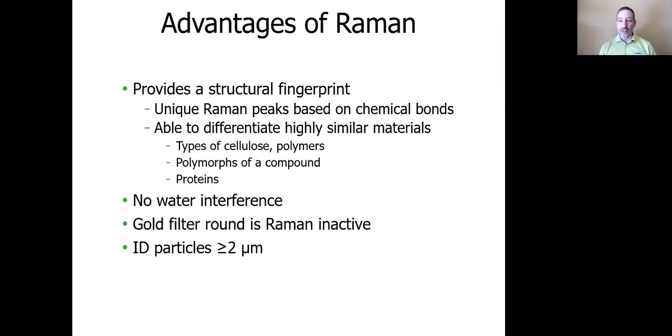The reason we use gold-coated filters, as I showed in the previous slide, is because gold is Raman inactive. And so you will get a better signal to noise ratio if you look on that versus looking on something like a nitrocellulose surface, for example, which you would still use in the Hound, but it's not the preferred method. And Raman can pick up particles and identify particles that are smaller, so about 2 microns, which is about an order of magnitude better than what a typical IR instrument will be able to detect and identify.